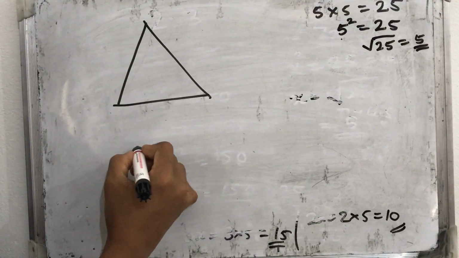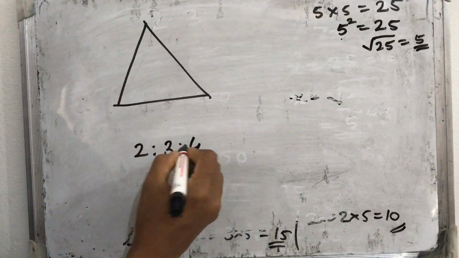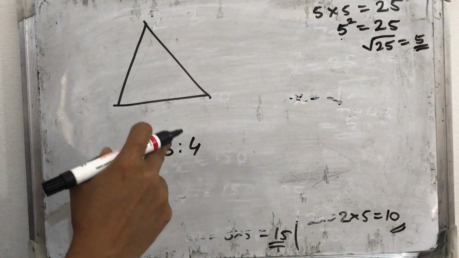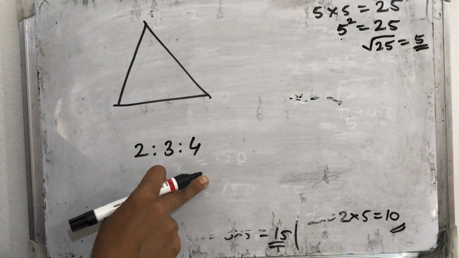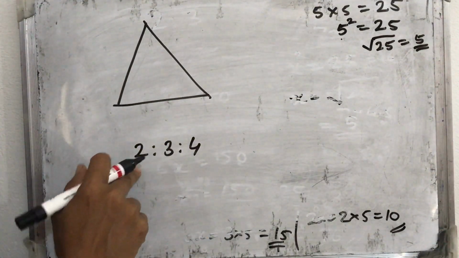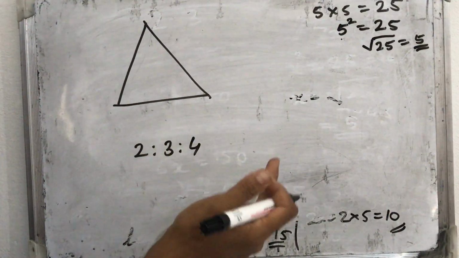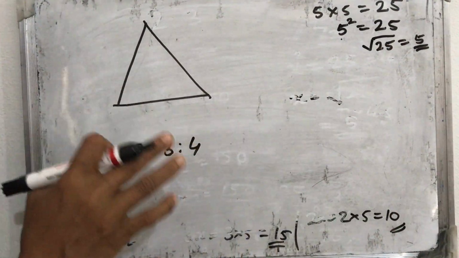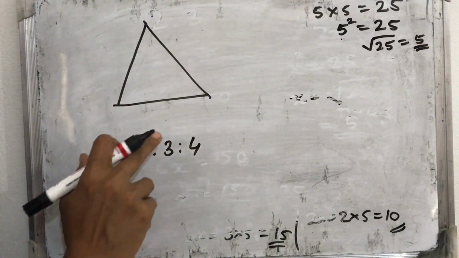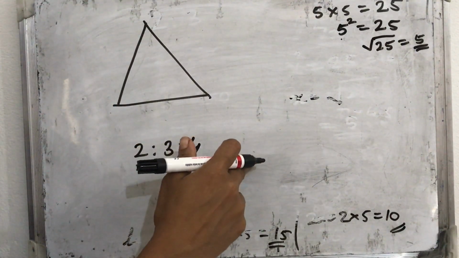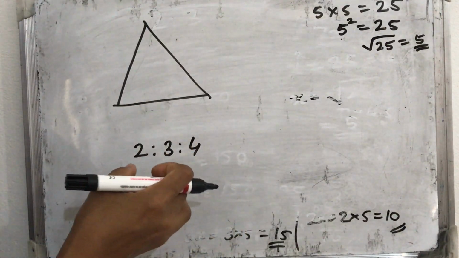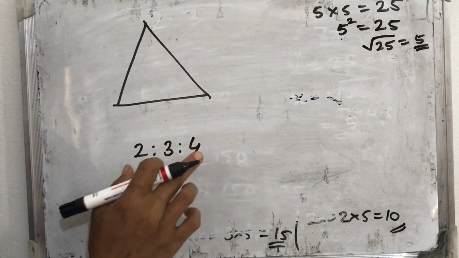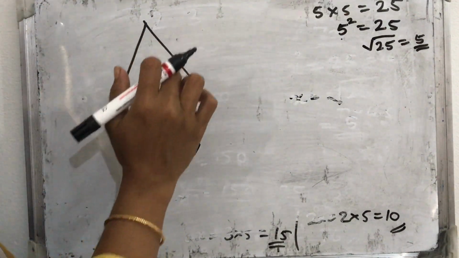So here the ratio is given 2:3:4. So let us take the sides are 2x. One side we take it as 2x, then 3x, and 4x, and its perimeter is given, that means 2x plus 3x plus 4x, that is given 63. Then find out the sides. So from that equation, first we are forming an algebraic equation. 2x plus 3x plus 4x is equal to 63. Out of that you find out the value of x, then substitute the value in 2x and 3x and 4x, you will get the measures of these sides.